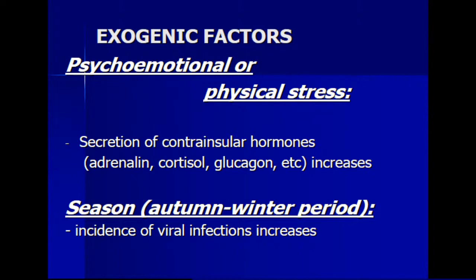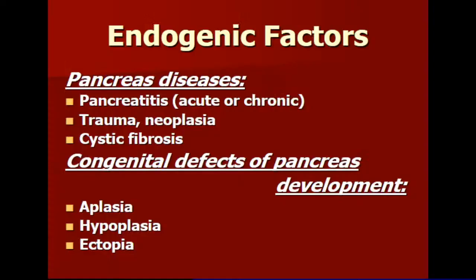Psycho-emotional or physical stress, when secretion of contrainsular hormones, adrenaline, cortisol, glucagon increases, and sometimes the autumn-winter period, when the incidence of viral infection increases. Endogenic factors: pancreas diseases, pancreatitis, acute or chronic, trauma, neoplasia, cystic fibrosis, congenital defects of pancreas development, aplasia, hypoplasia, ectopia.